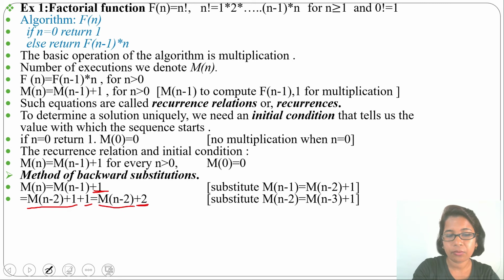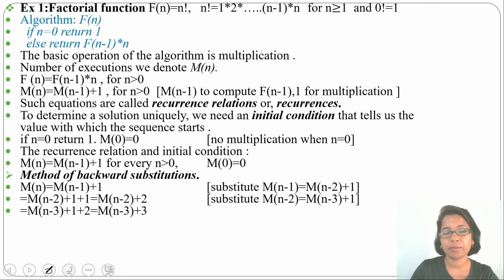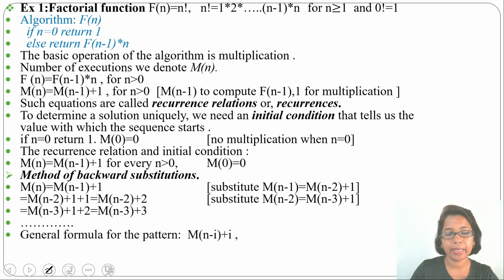Again, in place of m of n minus 2, we can write m of n minus 3 plus 1. So after substitution, we'll get m of n minus 3 plus 1. Before, 2 was there, so after addition, we'll get m of n minus 3 plus 3. Like this, it will continue. From this, we can get a general pattern: m of n minus i plus i. And that we will compare with the initial condition. What is the initial condition? Initial condition is m of 0 equals 0.